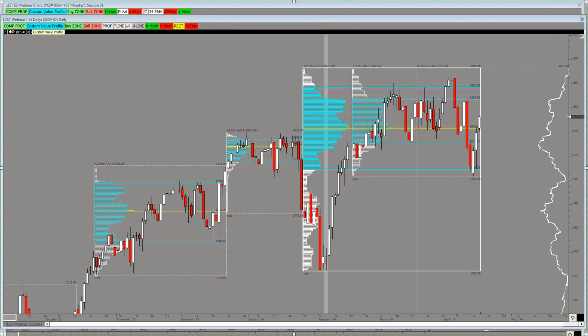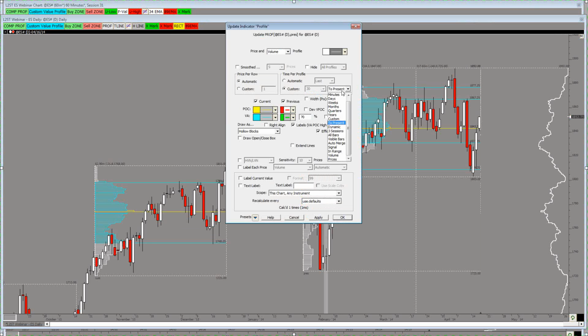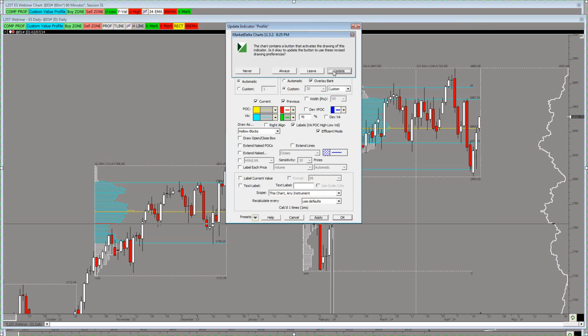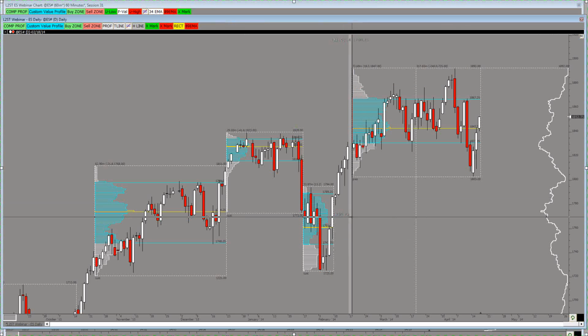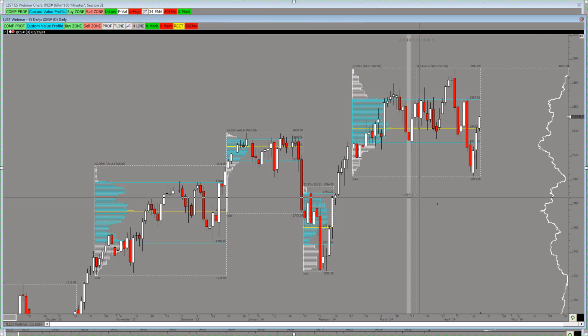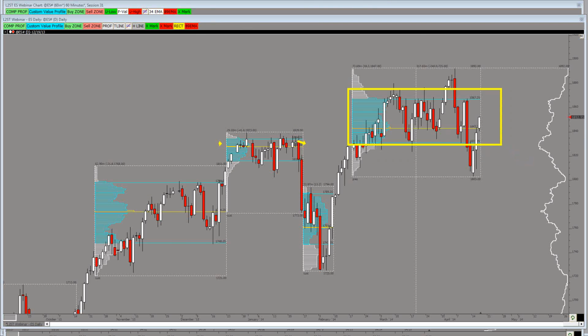But if I double-click on the profile and change that to custom, let's just update this, it's going to leave the profile wherever that acceptance was. Now, we're far away from that right now, but it's useful for me to understand where previous acceptance was. For example, let's say we do drop out of this value area. I'm going to need some new reference points.